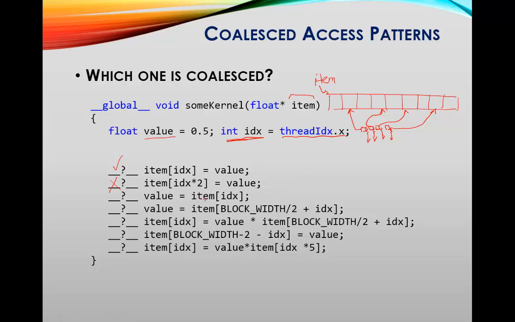The next line reads the memory unit and stores it into the local value. This is basically the same example that we talked about, the reverse order of operation from the first example. Your memory units are going to be stored in a coalesced pattern into the local memory. So this is good, coalesced memory.